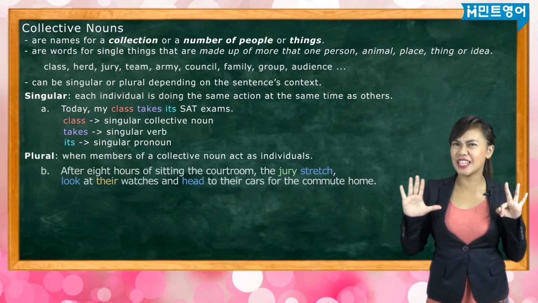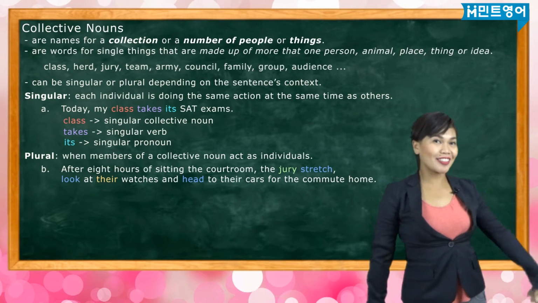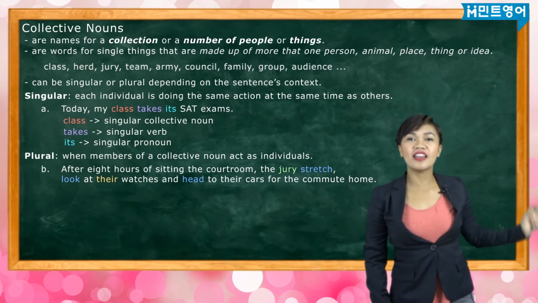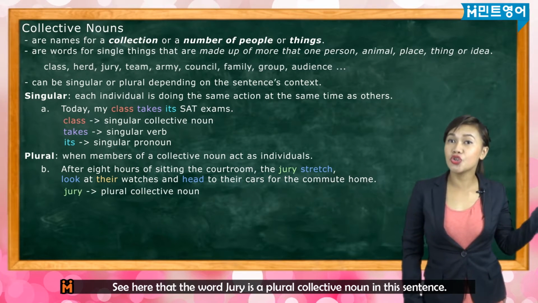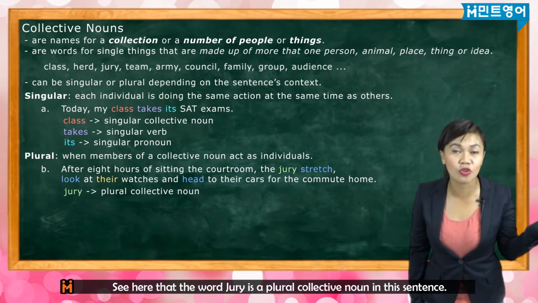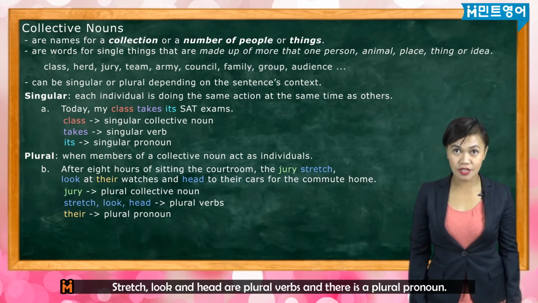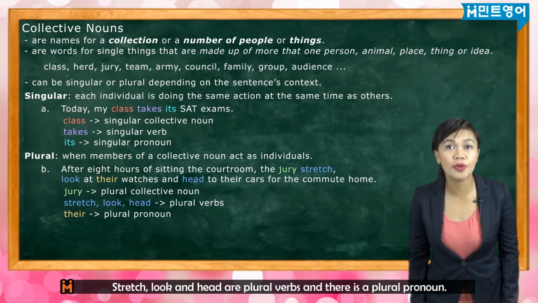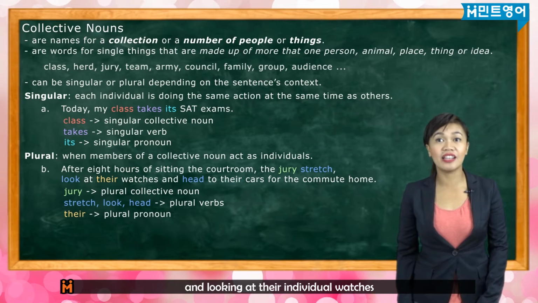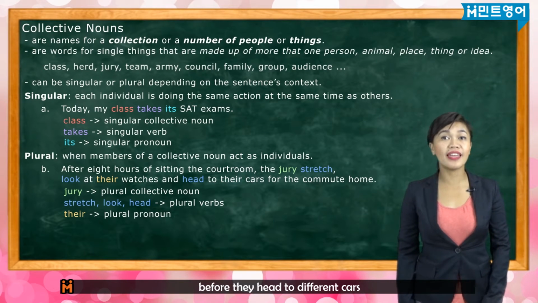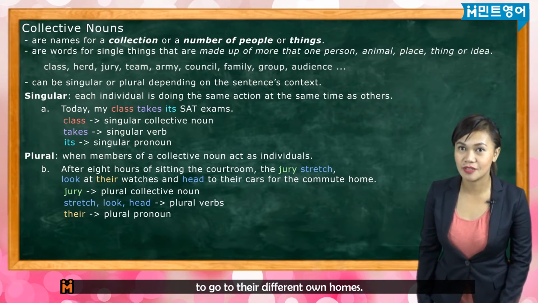After 8 hours of sitting in the courtroom, the jury stretch, look at their watches, and head to their cars for the commute home. See here, the word jury is a plural collective noun in this sentence. Stretch, look, and head are plural verbs, and there is a plural pronoun. The members of the jury are stretching and looking at their individual watches before they head to different cars to go to their own different homes.